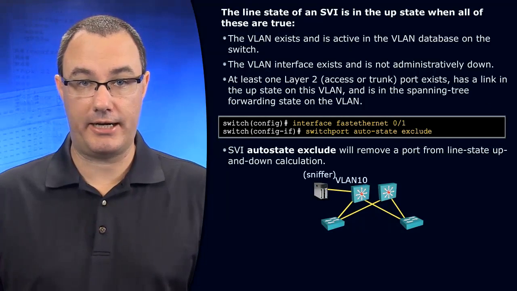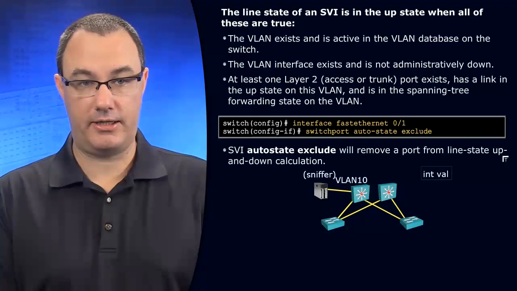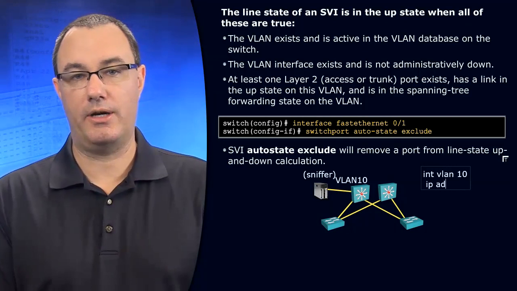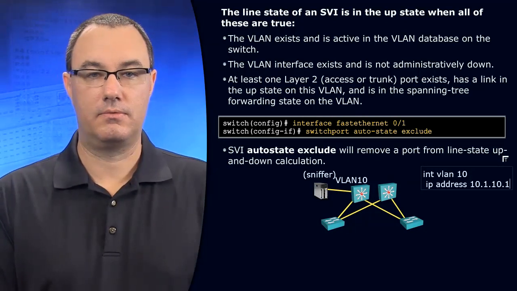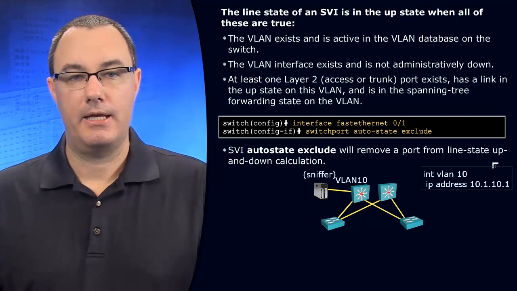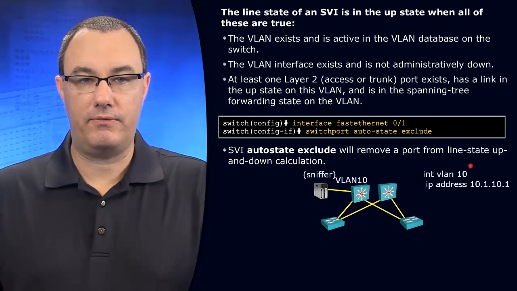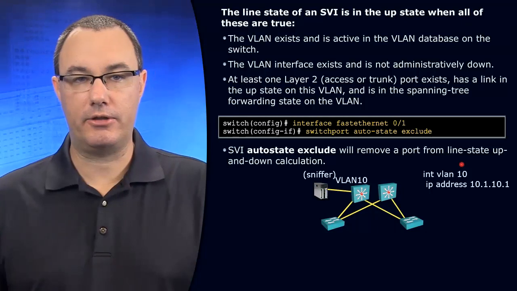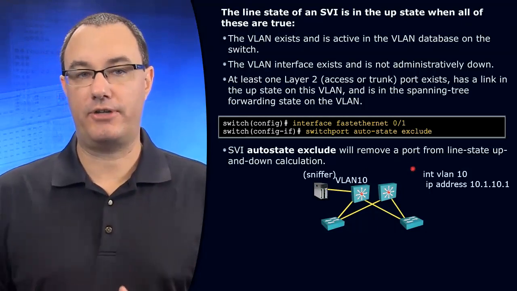Let's build that out. So interface VLAN 10. Let's say it has an IP address. Okay. Now, the chassis is going to be watching for interfaces in VLAN 10, and it will drop the logical interface if everything inside of it has gone south.